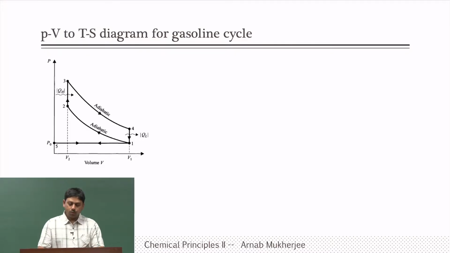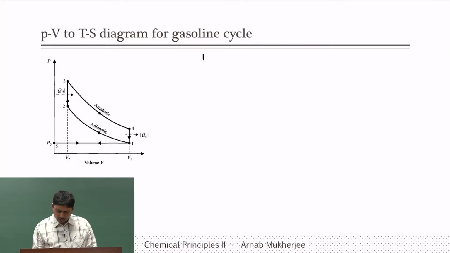Now, we want to do some problems associated with entropy calculations, and we are going to start with PV to TS diagram. We have already calculated PV to TS diagram for Carnot cycle, right. Now, we are going to do it for some other cycles and associated problems. Let us say we are going to calculate for gasoline cycles first.